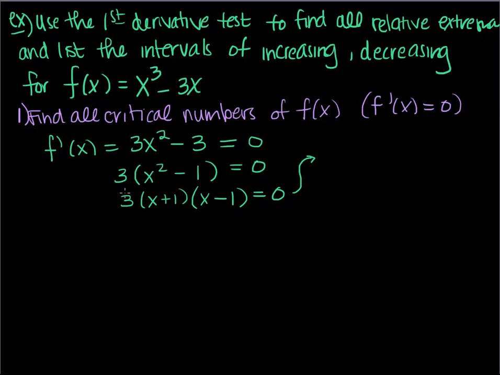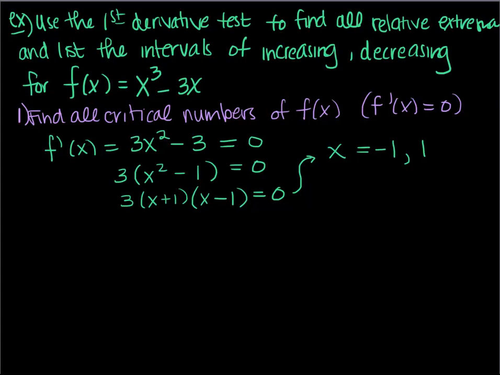So here are my critical values. 3 can never equal 0. x plus 1 can equal 0. What would that give me then? If x is negative 1, this is 0, so the whole thing's 0. And then if x is 1, this is 0, so the whole thing's 0. So here are my two critical numbers, okay?